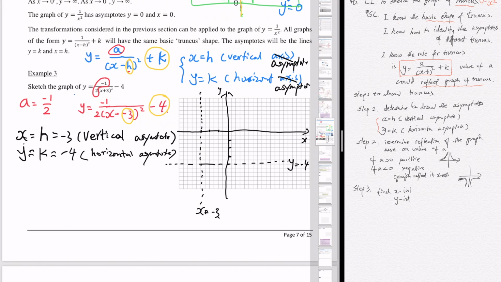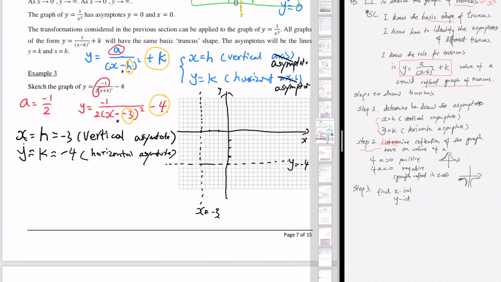Okay, so make sure here that your equation that is negative, all right, before you identify the value of h especially. So now coming back to step 2, have a look at the right hand side of the notes. Step 2 over here, determine the reflection of the graph based on the value of a.